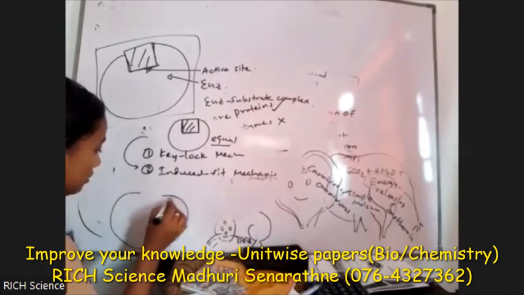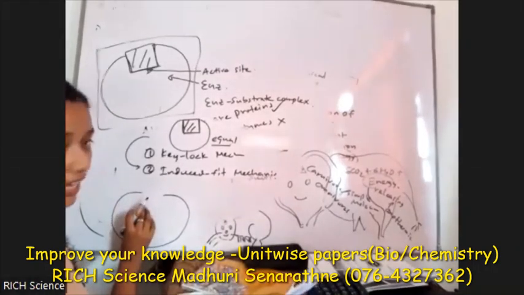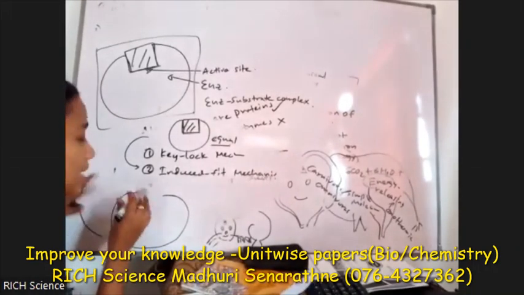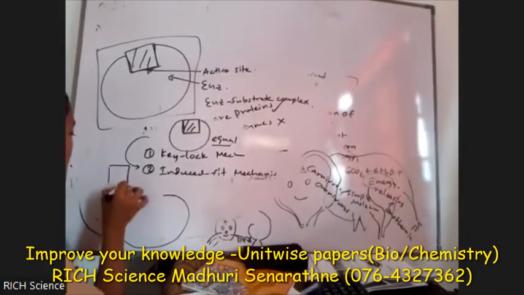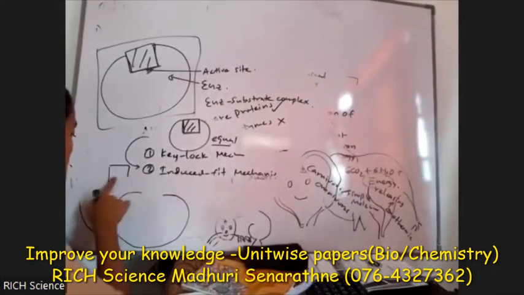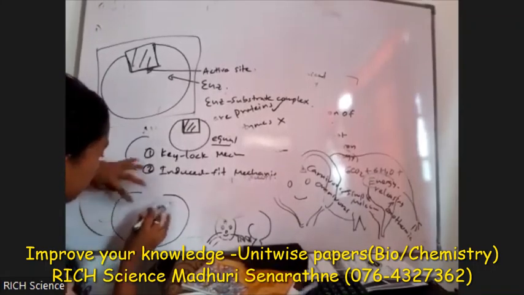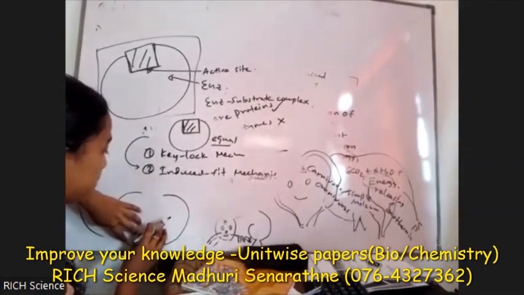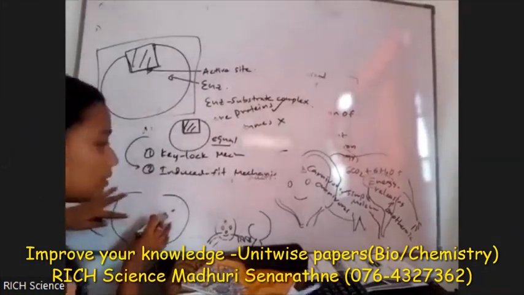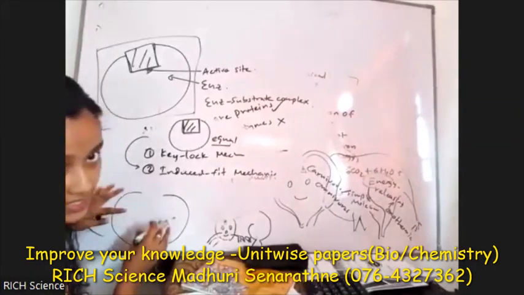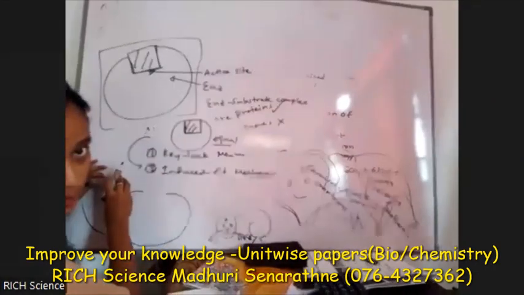The shape of the active site can be slightly movable. After reaching the substrate to the enzyme, the shape of the active site can be adjusted according to the shape of the substrate.